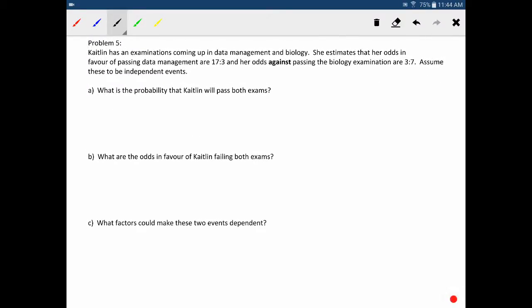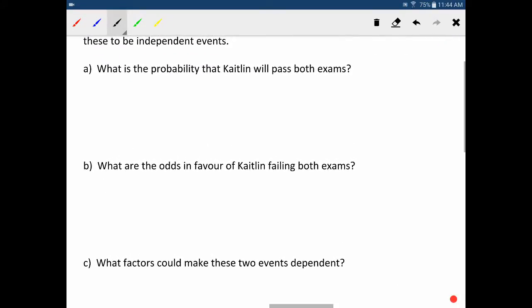Okay, so we've got Caitlin has examinations coming up. She's got data management. She's got biology class. She estimates the odds in her favor of passing data management are 17 to 3, and her odds against passing biology exam are 3 to 7. We will assume that these are independent events, okay? And in part C, we'll talk about why they are not in real life, but if we assume that they are independent, we want to find out what the probability that Caitlin will pass both exams is.